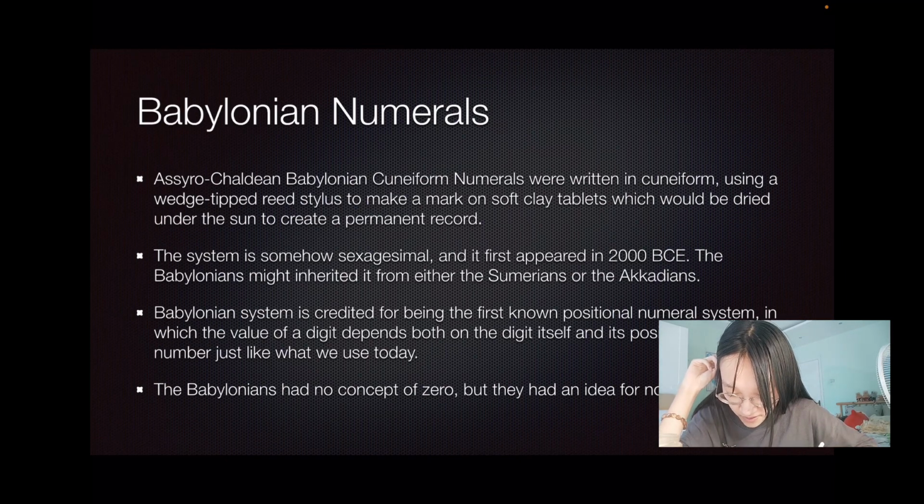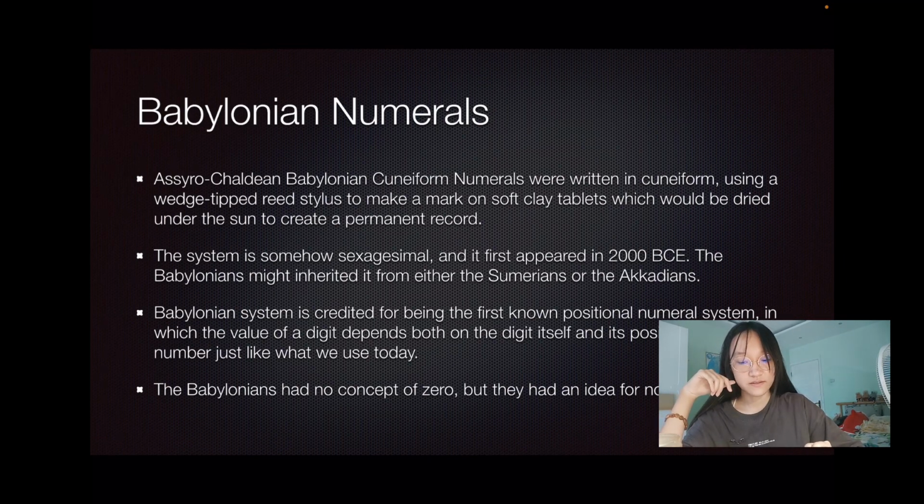The system is sexagesimal, and it first appeared in 2000 BCE. The Babylonians might have inherited it from either the Sumerians or the Akkadians. The Babylonian system is known for being the first known positional numeral system, in which the value of a digit depends both on the digit itself and its position within the number, just like what we use today. This means if they want more digits, they will add another group of symbols somewhere else to denote, oh, this is another digit.